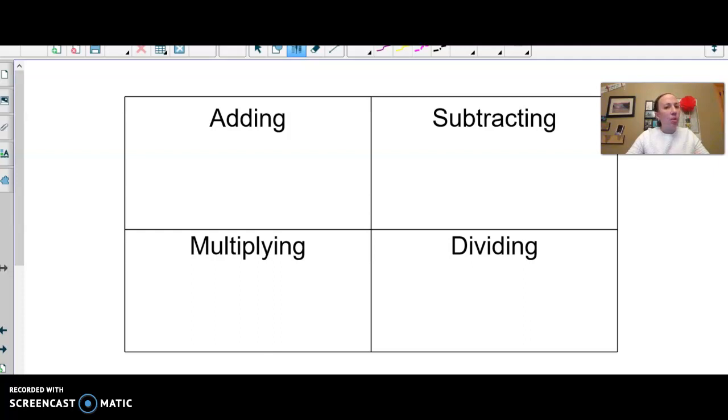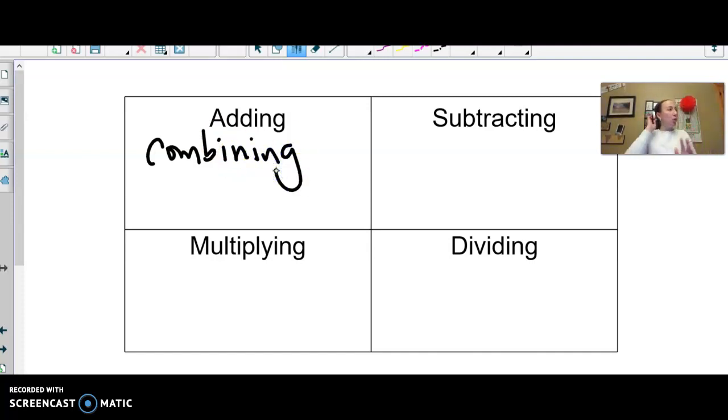All right, 9.9, last one, solve problems with fractions and mixed numbers. So the goal is to be able to solve word problems with fractions. So I wanted to start by just reminding us what each operation sort of means and how we see it. So with adding, we're talking about combining numbers.